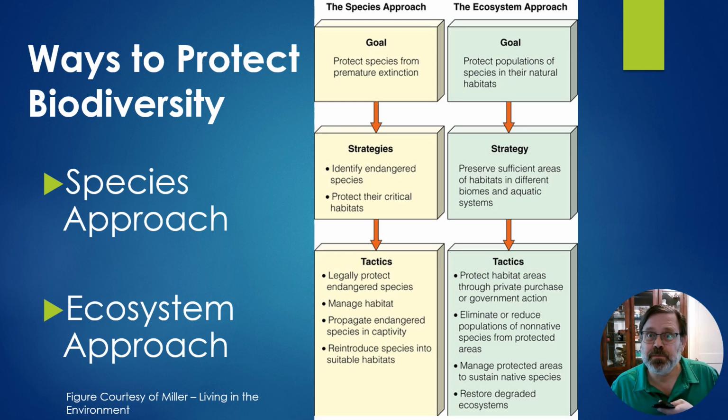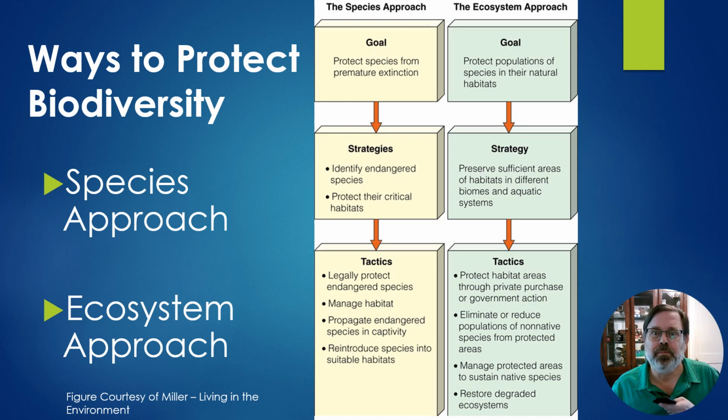So for the species approach, you want to protect individual species that are at risk from premature extinction. So you have to identify them, protect them and their critical habitats, using the laws of a given country or state, manage their habitat, propagate them in captivity, and if possible, then reintroduce them back into the natural habitat. So it's a species by species approach. If it's at risk, then we step in and we protect it.